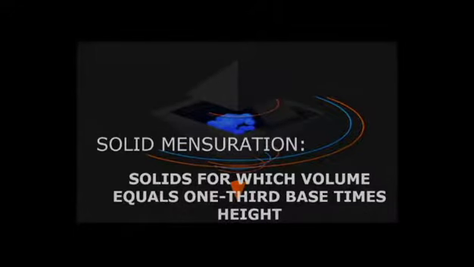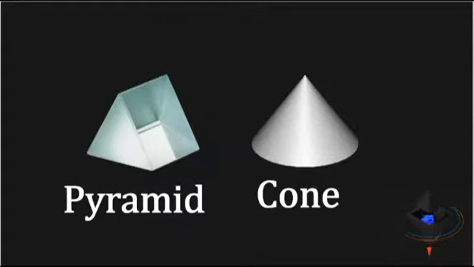So, good morning, everyone. Our topic for today is about solid mensuration, which focuses on the solids for which volume equals one-third base times height. And this formula is generally used for triangular prisms and cones.